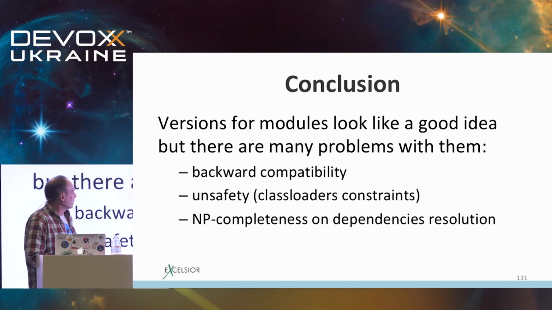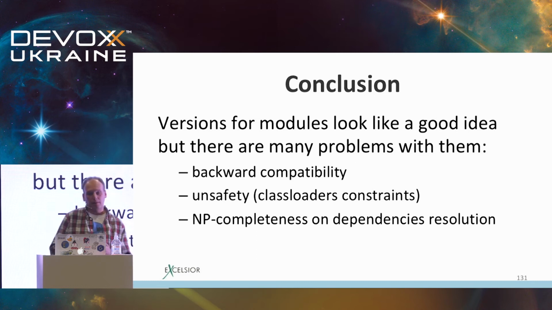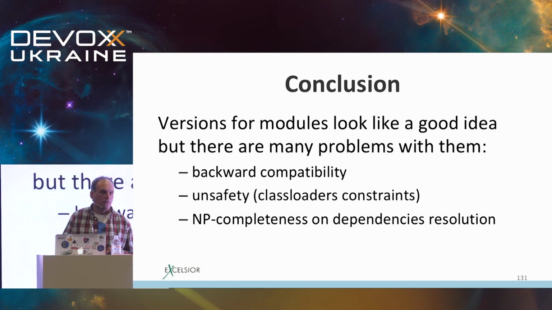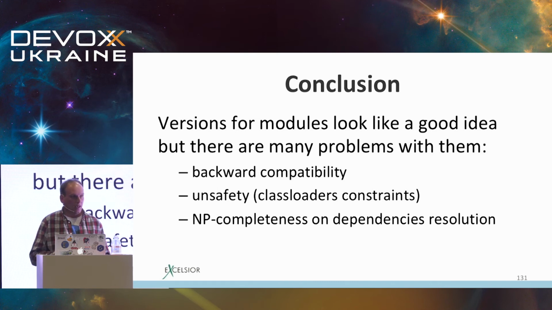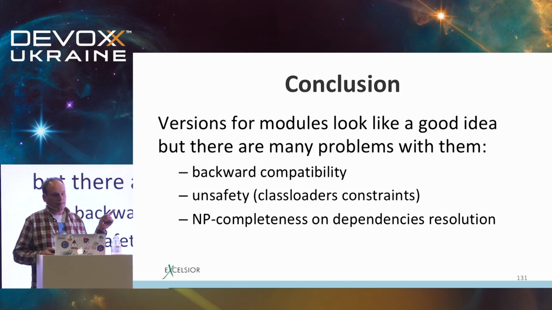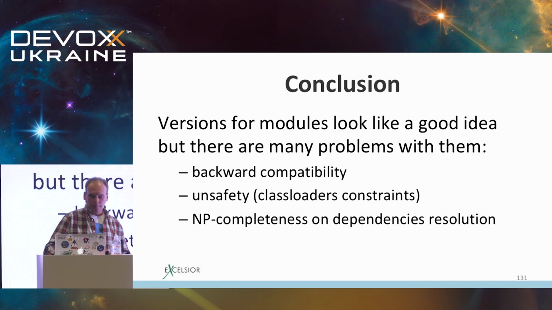So in the beginning, we talked about versioning. And versioning for modules looks like a good idea, but there are many problems with it. So we have certain problems with backward compatibility, and it's hard to use versioning safely because of class loader constraints. And NP completeness of dependency resolution is just a showstopper for it to appear in the Java standard.